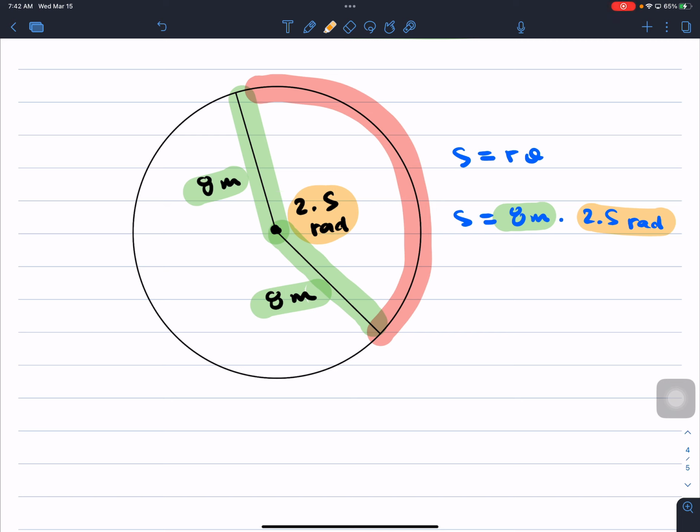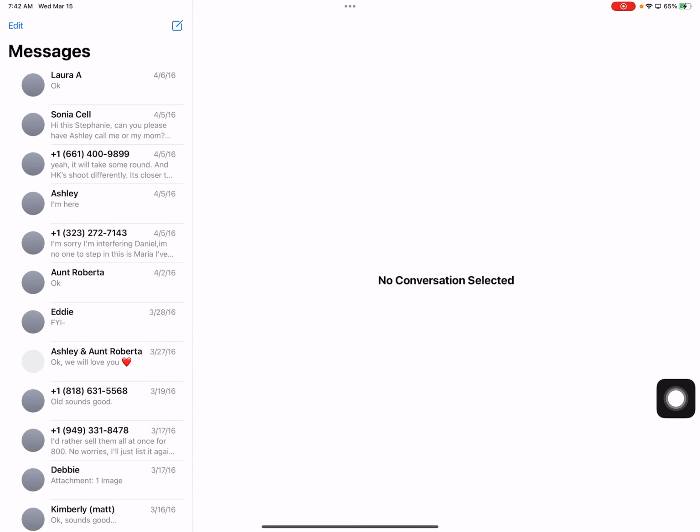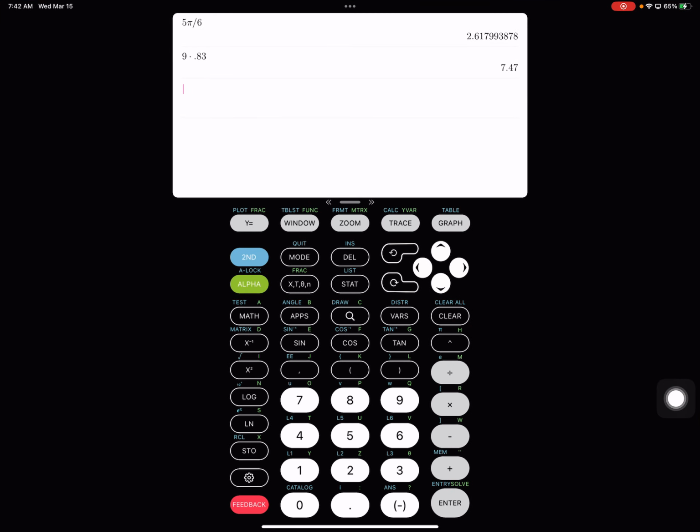So what happens now? Multiply your numbers together, and then that's meter radian. Is that right? So go to your calculator now, ladies and gentlemen. Where's the calculator? There we go. What was it? 8 times 2.5, is that right? Oh, what do you get? 20, good job, 20. So what they gave us was nice.